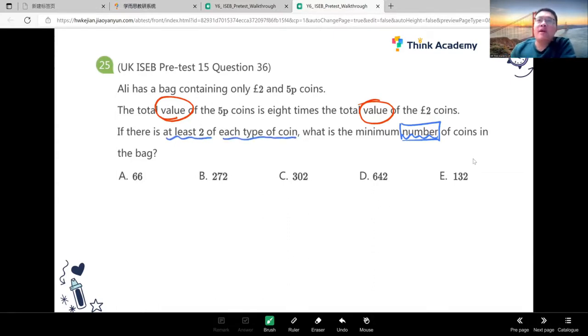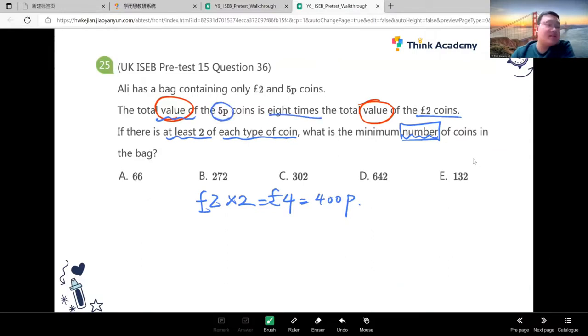So how about we take only 2 of these 2 pound coins, because that is as small as possible that we can get. So 2 pounds times 2, you get 4 pounds. And that 4 pounds equals how many pennies? Equals 400, right? 400 pennies.